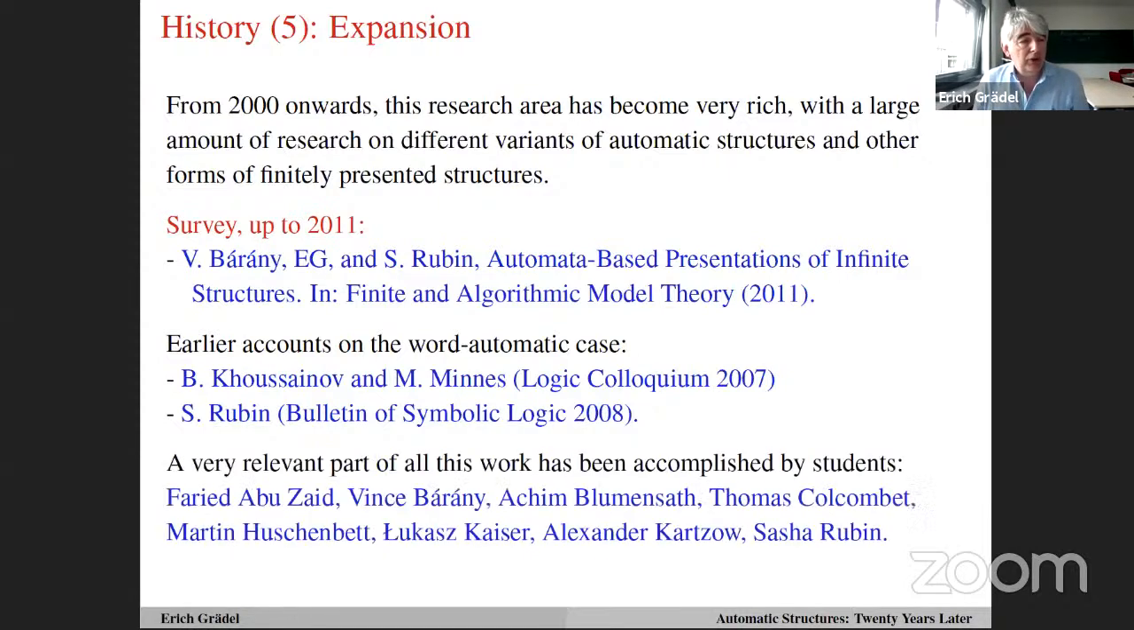I think it should also be mentioned that a very relevant part of all this work on automatic structures has been accomplished by students. So there are a number of very nice theses where key results on automatic structures have been found and published. So a lot to read.